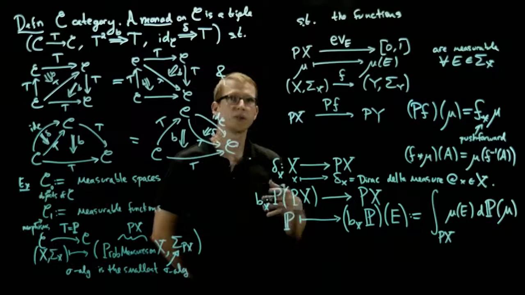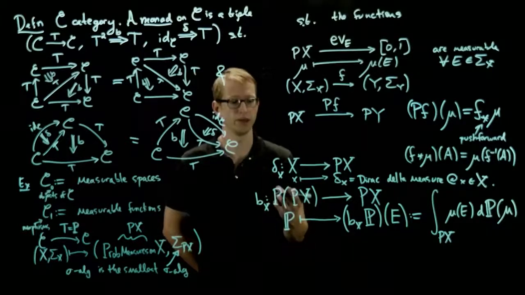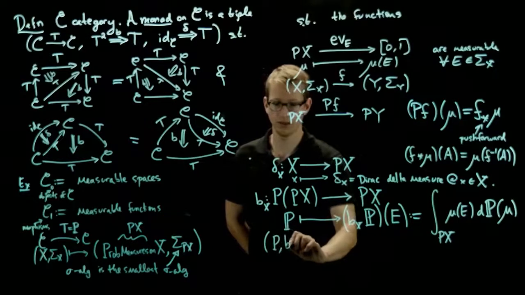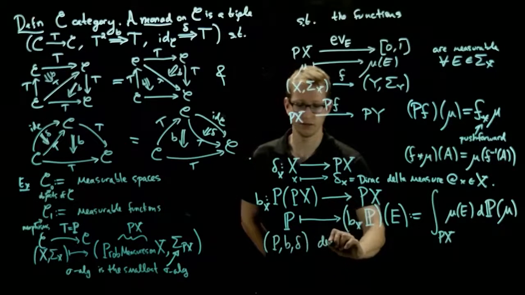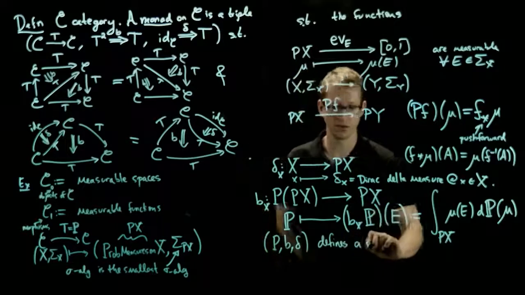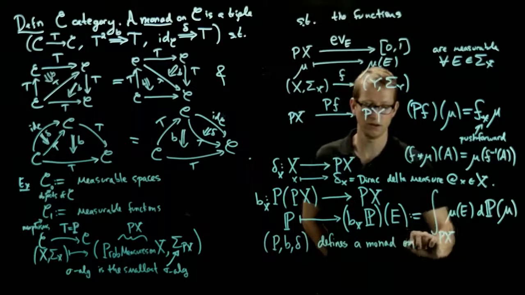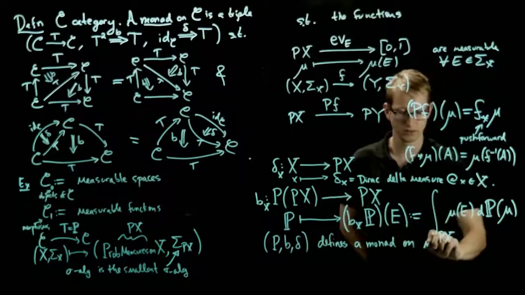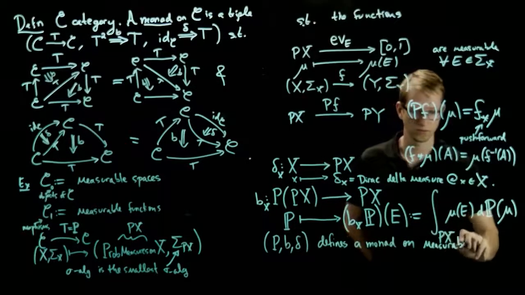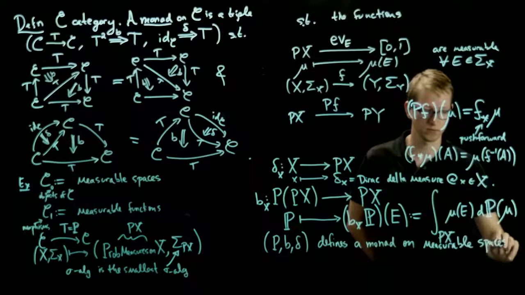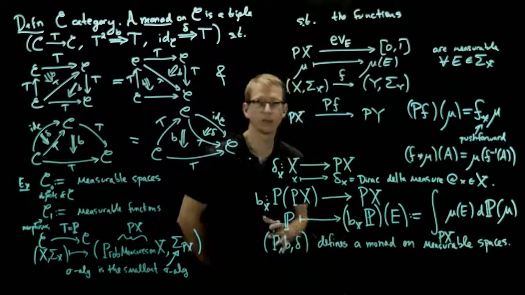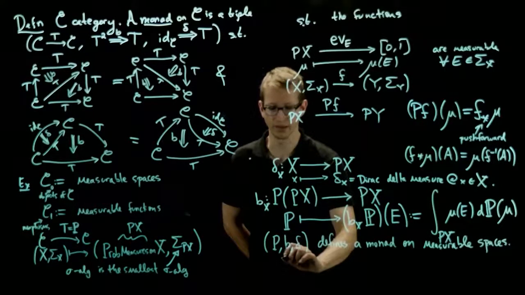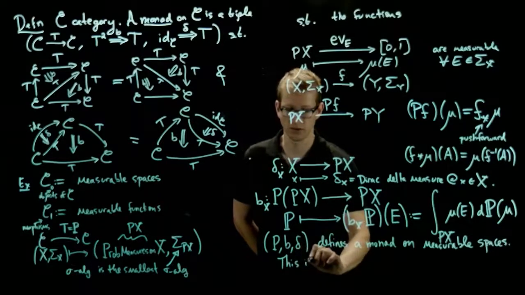and in fact all of these functors and natural transformations define a monad on the space of probability measures. So in this case, P, B, delta defines a monad on the space of measures, on measurable spaces. And sometimes we call this a probability monad, but in some contexts it can also be referred to as the Giry monad.